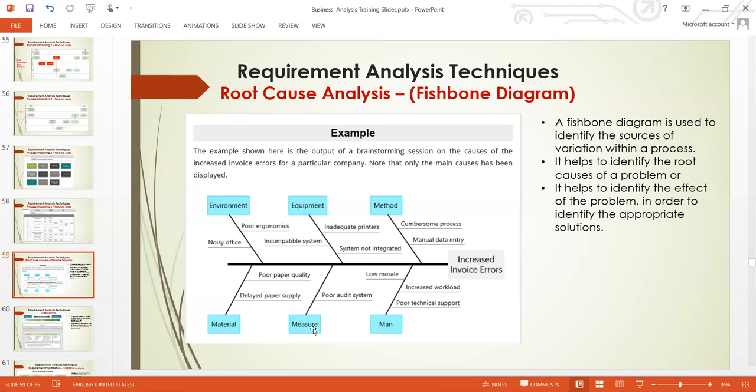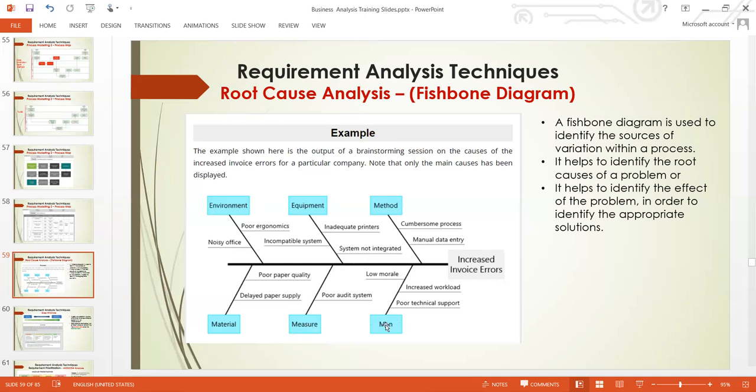Then we're looking at the measurement, the audit department, where they do control, in terms of process control. There are poor control measures. There is a poor audit system. You know, nobody cares about the way they do their work. There is no control, no quality assurance control here. Everything is just in a mess.